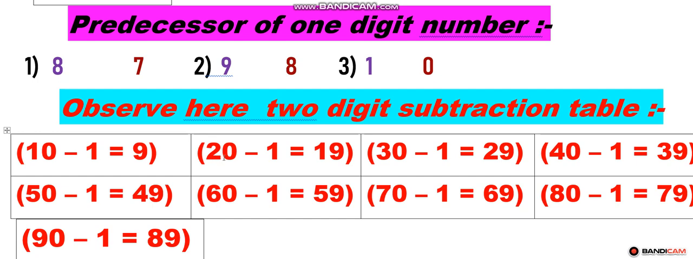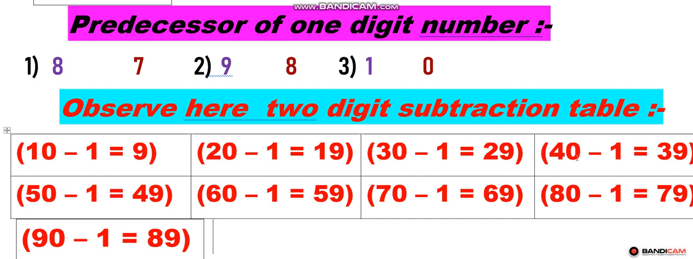Predecessor of 20. 20 minus 1, 19. Here units place digit is 0. From 0 we can't subtract any number. So similarly from 0 we can't subtract 1. That's why you take 20. 20 minus 1, 19. Okay. Predecessor of 30. 30 minus 1, 29. Here units place digit is 0. From 0 you can't subtract 1. So 30 minus 1, 29.